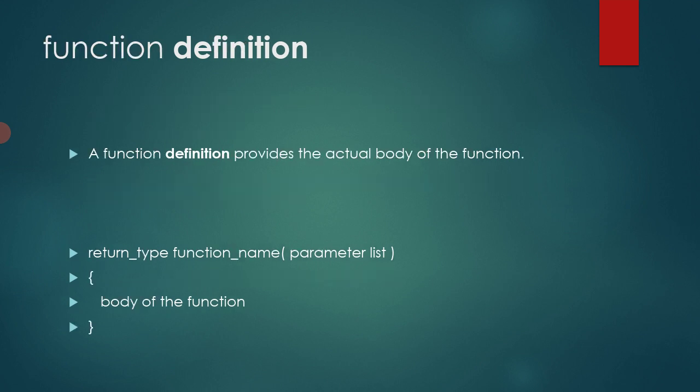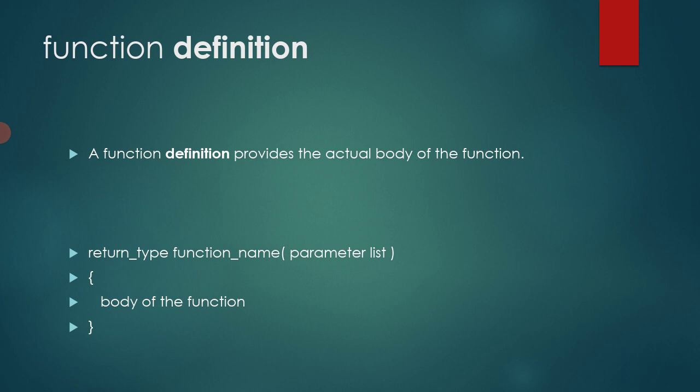Next is function definition, how you have to define a function. Function definition actually provides the actual body of the function. So if you have to provide the body of the function, you have to write that part inside the function definition. Now if you want to define a function, you have to follow the proper syntax. So the syntax of the function definition is return type, function name, parameter list.